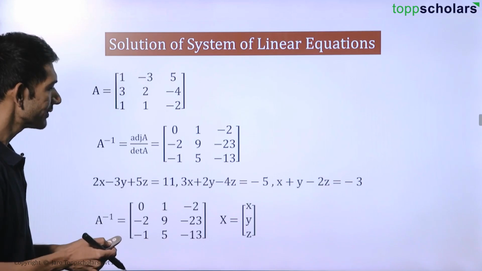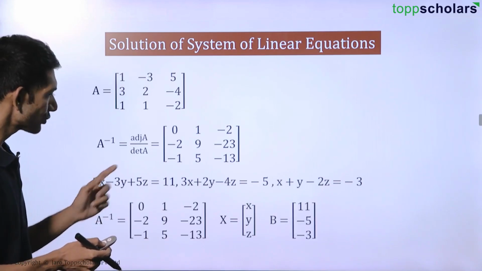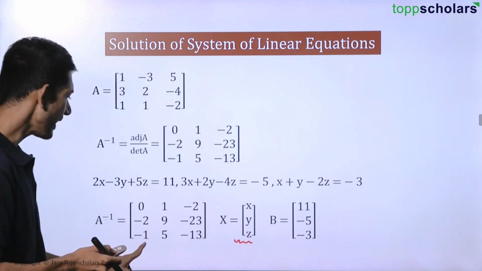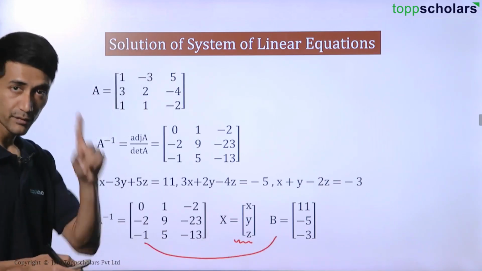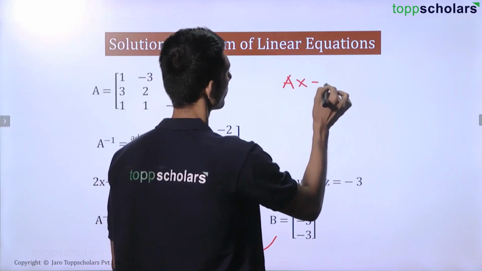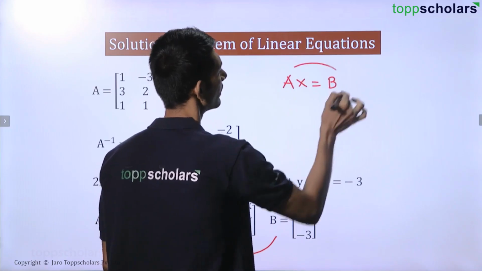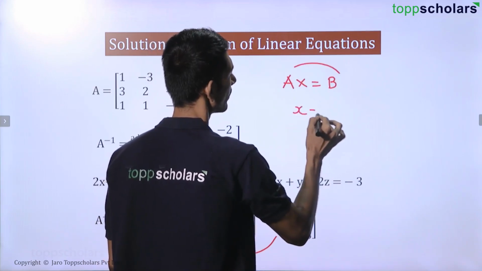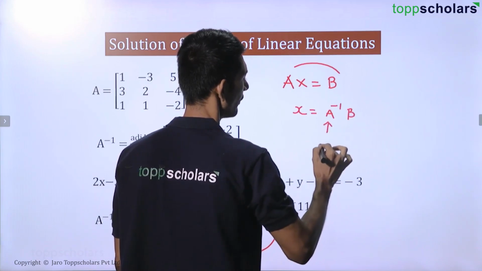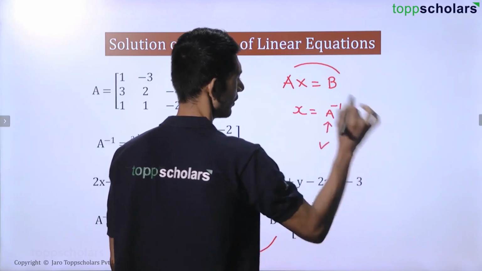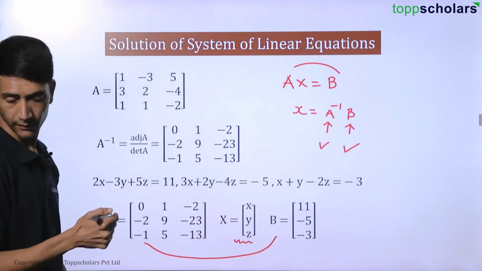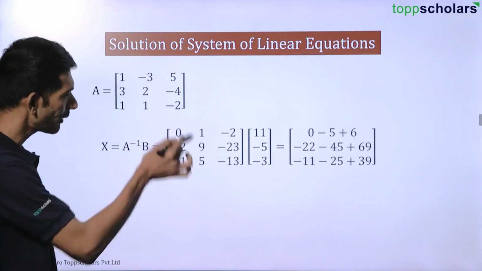Now we have x, y, z, and now we have b. So we know that to get x, we need A inverse b, isn't it? So remember, Ax is equal to b. So x is what? A inverse b. But this we already have. This we already have. And we have x, y, z. Why? Because there are 3 variables. We'll continue further. So multiply.